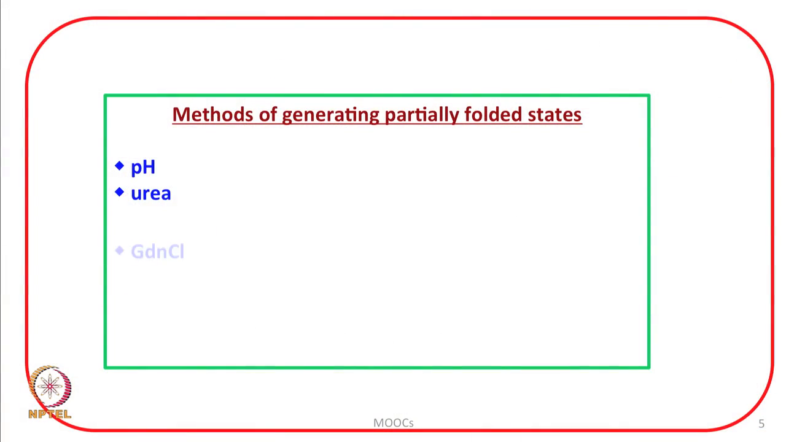Urea can also disrupt the protein structure by directly interfering in the intramolecular hydrogen bonding in protein. So, therefore, urea is another molecule which can push the native state of a protein to an intermediate structure. Now, let us take a look at the next one. Next is guanidinium hydrochloride or guanidinium chloride. Guanidinium chloride is another molecule which is known as a protein denaturant.